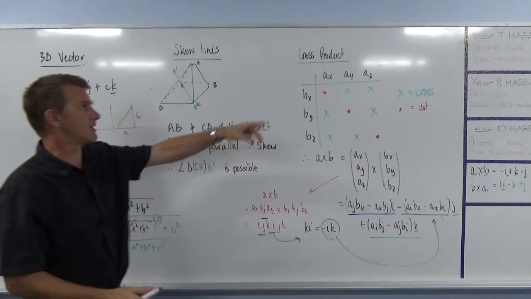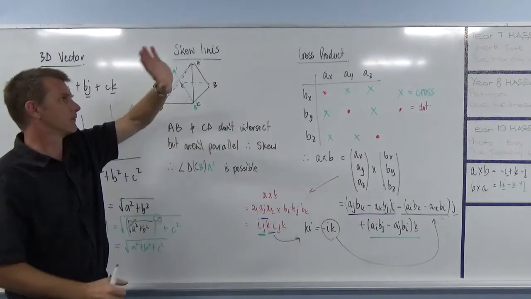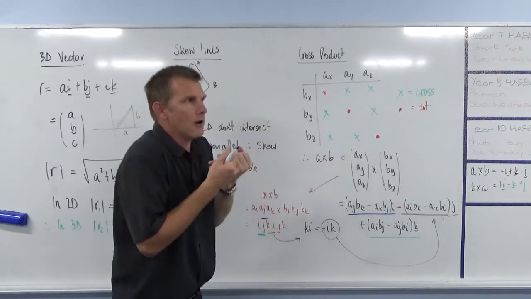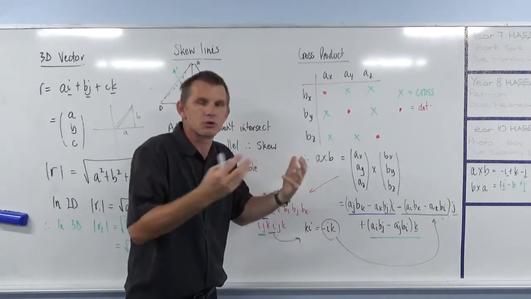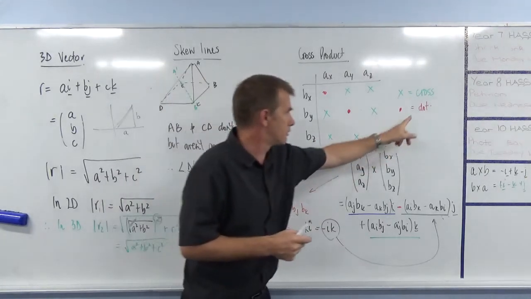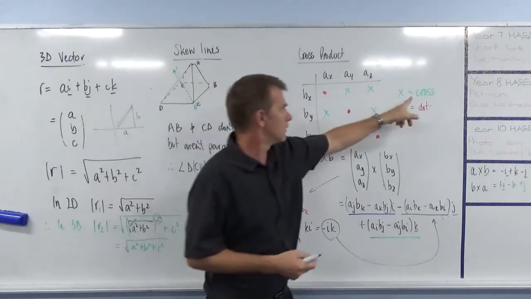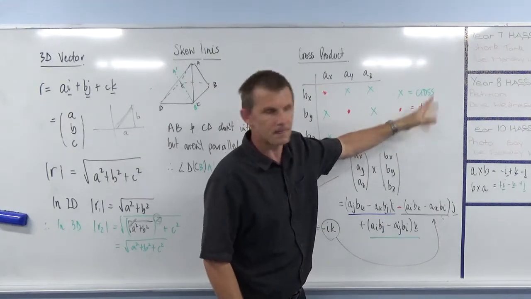That's a great segue into cross product. So, cross product, we're talking about the product with some sort of direction, whereas dot product is, if you like, the product with no direction. Vector, scalar.